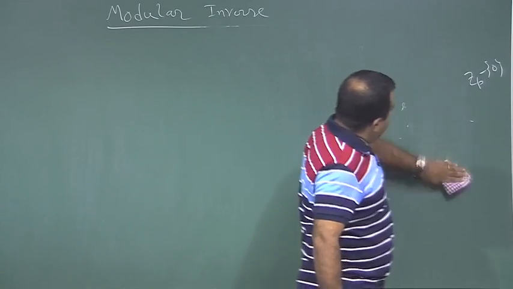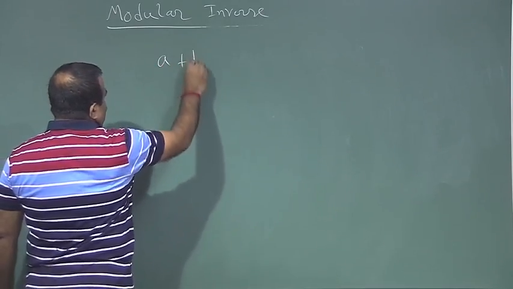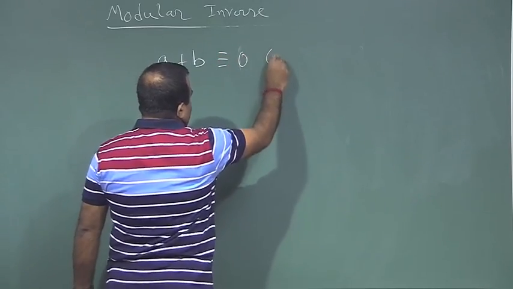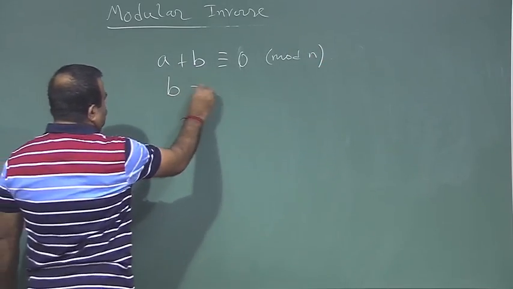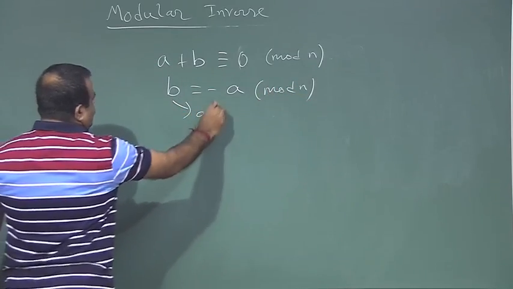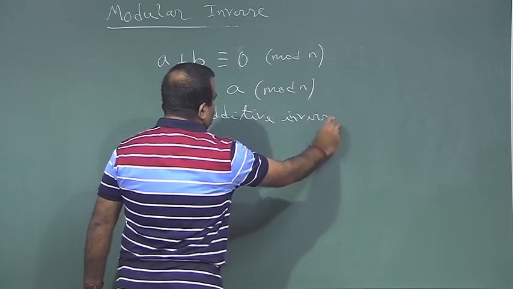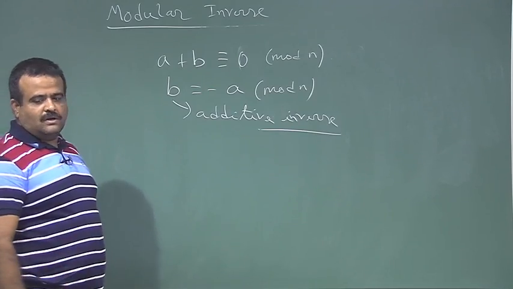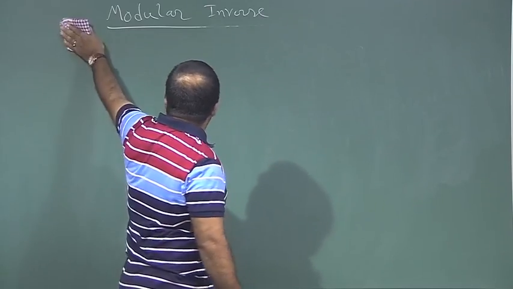So B will be called the inverse of A if A plus B is equal to 0 mod n. In the additive sense B is denoted by minus A mod n. This is the additive inverse, because the operation is addition. Okay. Now we define another operation on this set Zn, which is the multiplication operation.